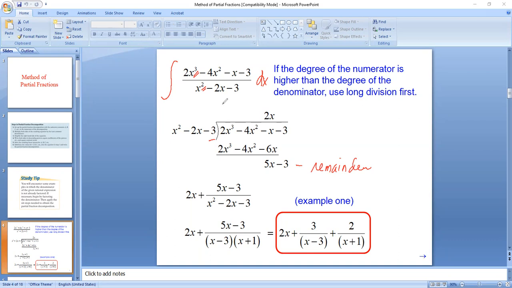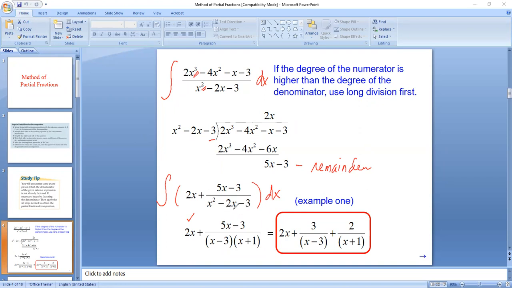So the way we write now our integral after we have done long division would be this. It would be now the integral of 2x plus (5x minus 3) over (x squared minus 2x minus 3) dx. So this is your integral now. The first term, of course, you can do power rule with this. You can answer this right away using power rule. The second term, you can't. This is where you're going to apply method of partial fractions.